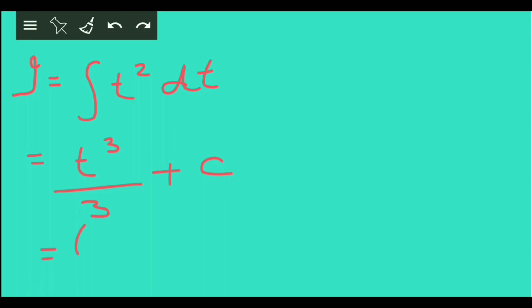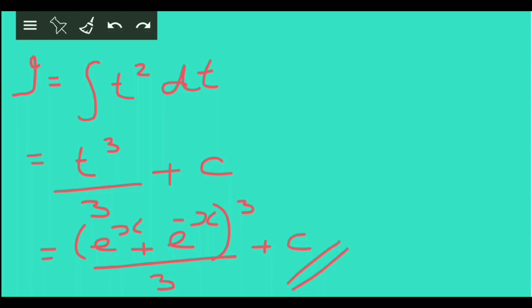So our integral has become the integral of t square dt. We simply have to use the formula for x raised to n over here. So we are going to get the answer as t cube upon 3 plus c. Okay, this will come as our answer, and we have to resubstitute the value. That is, we had substituted e raised to x plus e raised to minus x. This was our t. So we resubstitute it and get the final answer over here. So that's all there is to the sum.